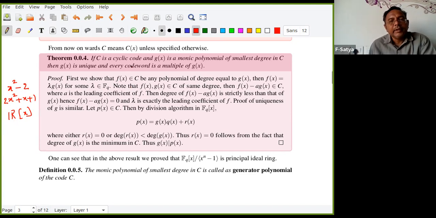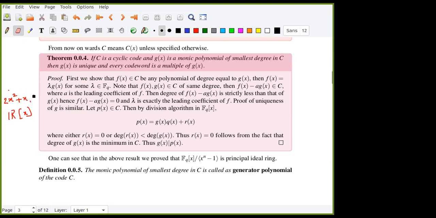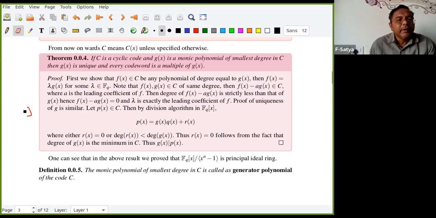But here what I'm saying is, in cyclic codes, g(x) is a monic polynomial of smallest degree. If you take any polynomial of the same degree, actually it is a multiple of g(x) only. That is what this is saying. The statement is okay. Yes, that is the claim. That means g(x) is the monic polynomial of smallest degree. If you take any polynomial of that degree as g(x), then actually it is a scalar multiple of g. That is the point. We are now proving that.